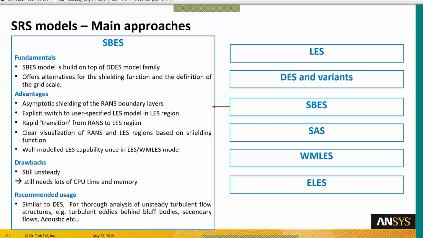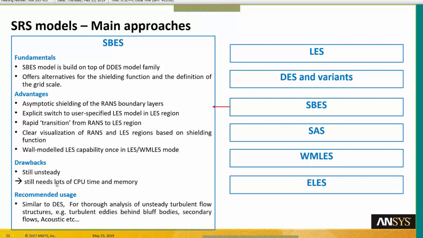And now it's also possible to easily display RANS and LES regions based on the shielding function. So SBS is one of the first models that allows for SRS hybrid RANS LES, that allows a user, in fact, to clearly see the regions solved in RANS mode and the regions solved in LES mode.